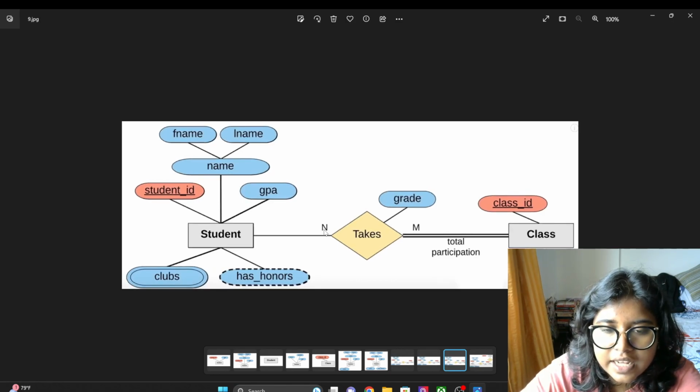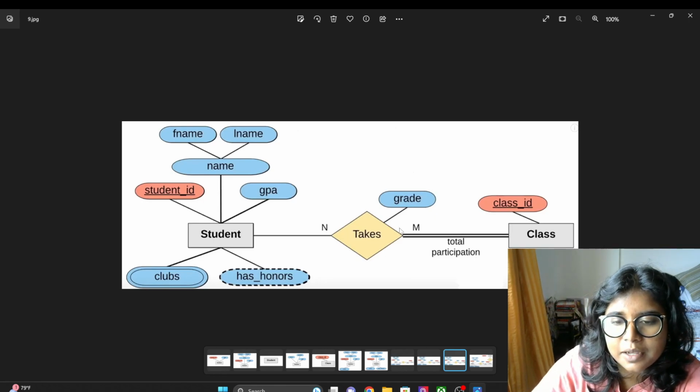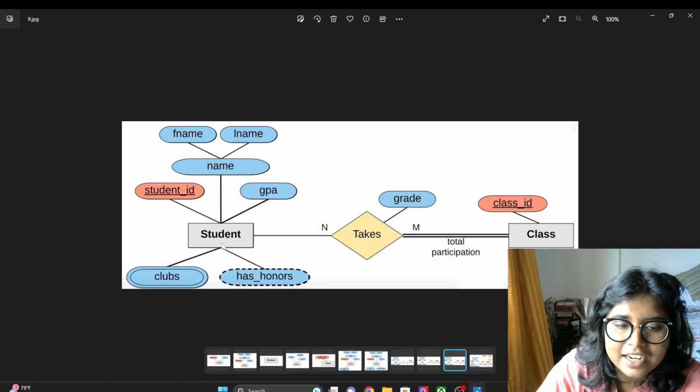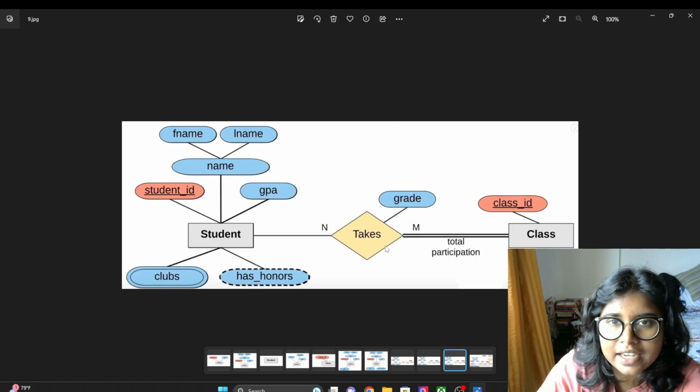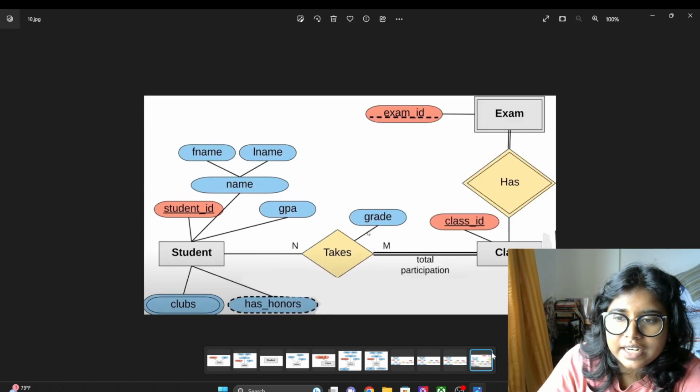Now there's something called N and M. Here it's just an example, you can take any letters. Now M stands for multiple and N stands for any number. So this shows that students can take multiple classes, and any number of students can take a single class. Now this is the total ER diagram.